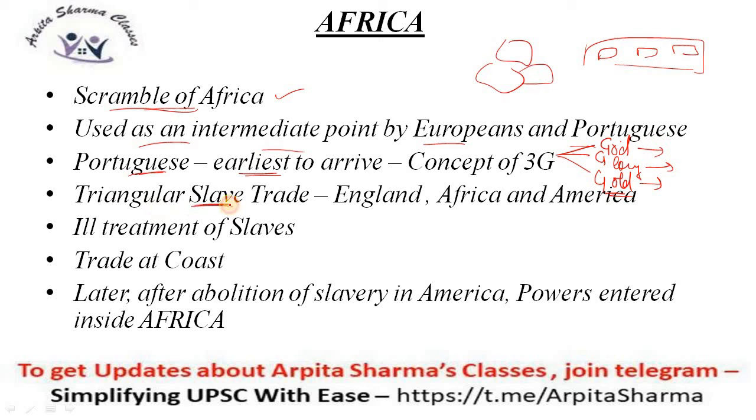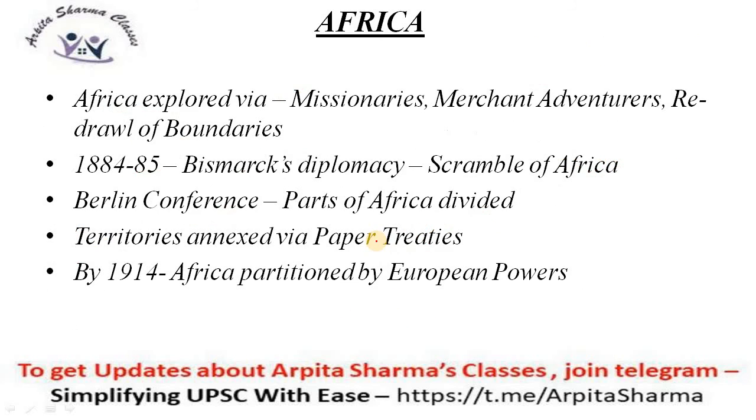Triangular slave trade was very much prevalent in Africa, and it included England, Africa and America. Slaves were traded among England, Africa and America, and this was known as the triangular slave trade. From Africa, slaves were transported to America, England and other colonies. Ill treatment of slaves was done, which was not liked by Africa, and the trade was done at the coast. So many powers did not enter Africa initially, but later, after slavery was abolished following the American Revolution, the powers entered Africa and tried to exploit its resources.